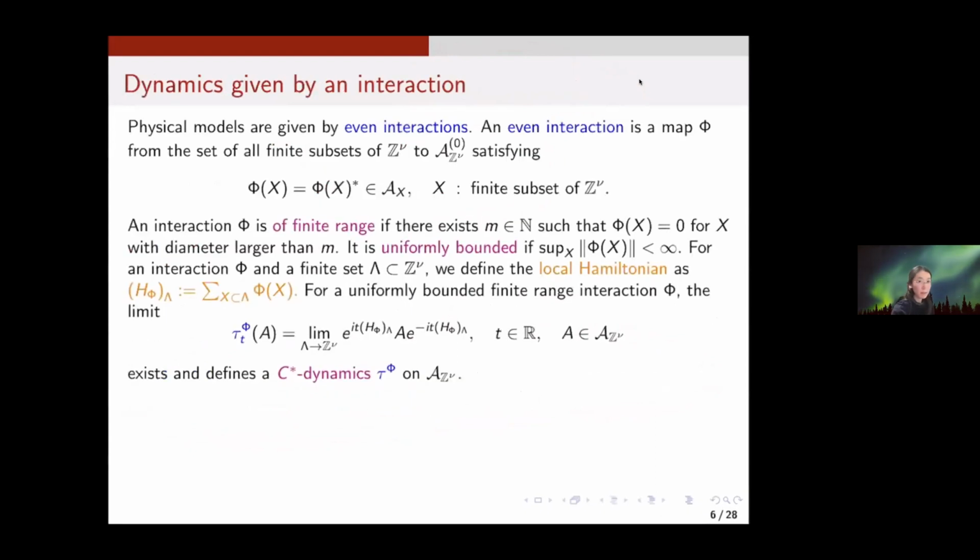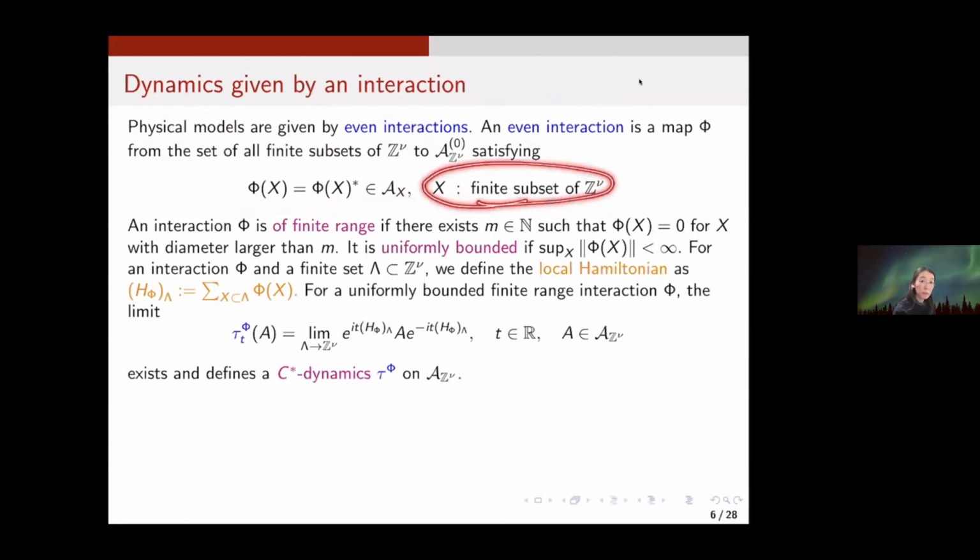Okay, so that was the framework which describes a fermionic system. But now I would like to think about a physical model on it. And a physical model in the operator algebraic framework is given by an interaction instead of a Hamiltonian. So let me explain about it in this slide. Physical models are given by even interactions in this talk. An even interaction is a map from the set of finite subsets of the two-dimensional lattice to the even part of the two-dimensional fermionic system, satisfying this condition.